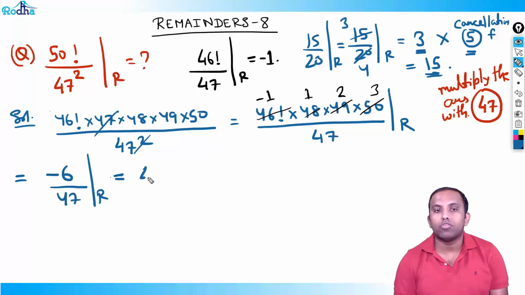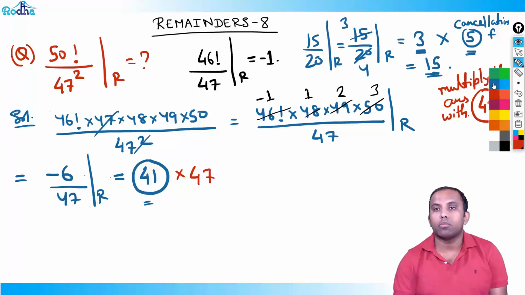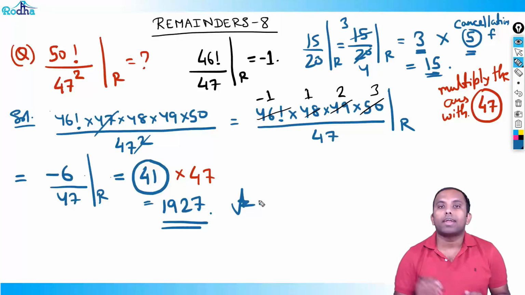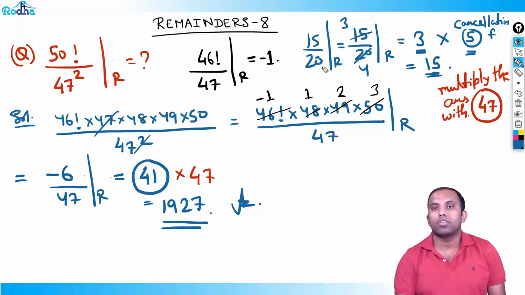So the positive remainder is 41, and the negative remainder is minus 6. For minus 6 as the negative remainder and 47 as denominator, I can write it as 41, and multiply the final answer with 47, the term which you cancelled. So 41 into 47, the answer will be 1927. So 1927 is the answer for this question. In remainder, whenever you cancel any term, at last always multiply it back. I explained this concept here.